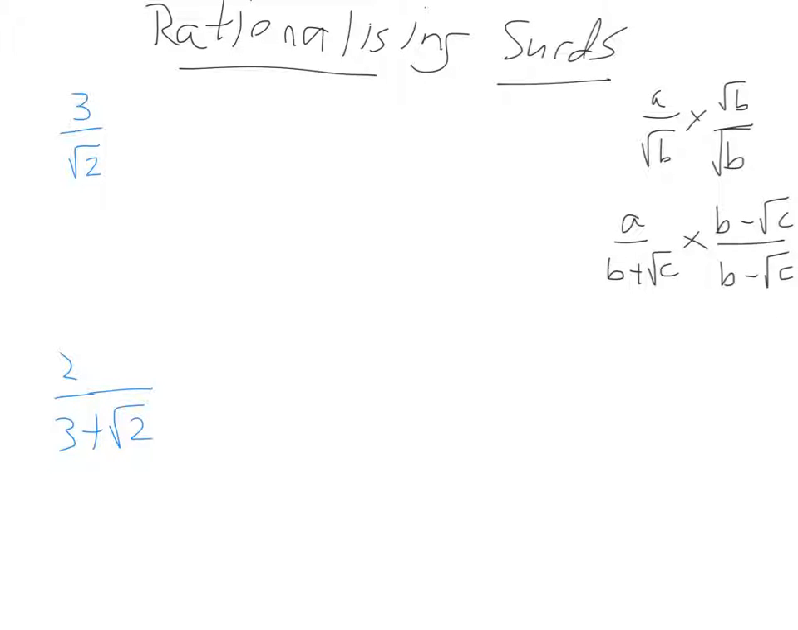The next one: if we've got a plus or a minus, remember, if we've got two terms, whatever the sign is here, we've got to do the opposite. So if we've got a plus, we've got a minus. If this was a minus, we'd have a plus. So we're going to have a look at that.